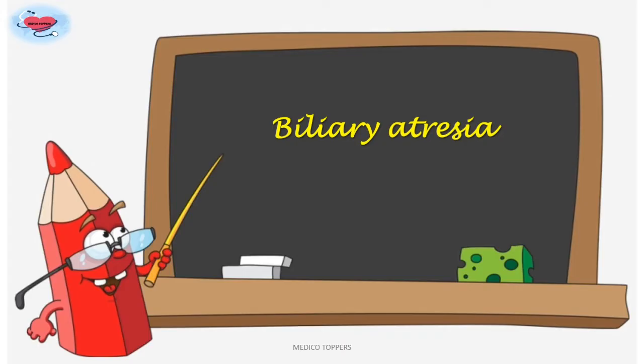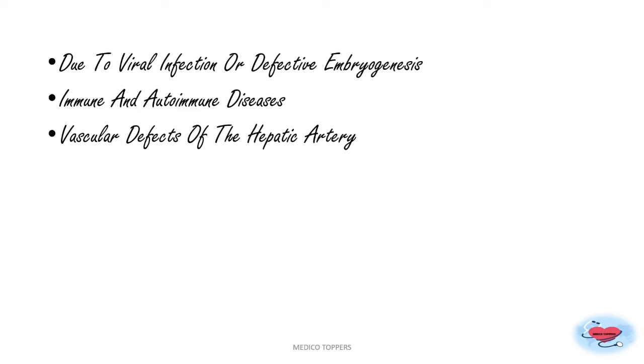Next, biliary atresia. Here we get fibrosis of the extra and intrahepatic biliary tree. Incidence is very low, 1 in 10,000 people. There are many causes like infections, immune and autoimmune diseases, embryological causes, toxins, and vascular defects of the hepatic artery. Nearly 90% of the cases are non-correctable and nearly 10% are correctable.